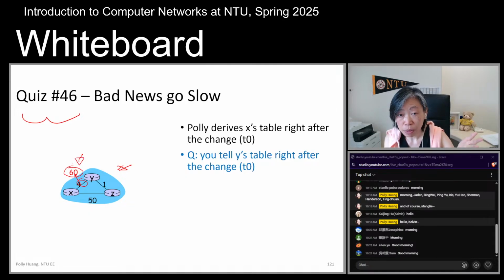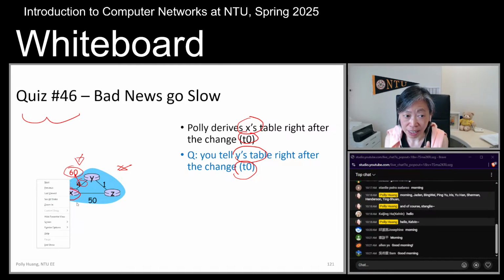Yesterday we demonstrated how good news goes fast. Today we'll do bad news travels slow. For quiz 46, what you're asked to do is to tell Y's table, so we'll apply the Bellman-Ford equation and derive Y's table at T0. Now, this is going to be challenging for you to work on from scratch, so no worries. Polly is going to derive the table first after the link cost change, that is T0.